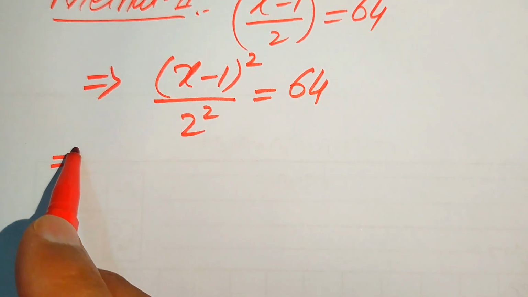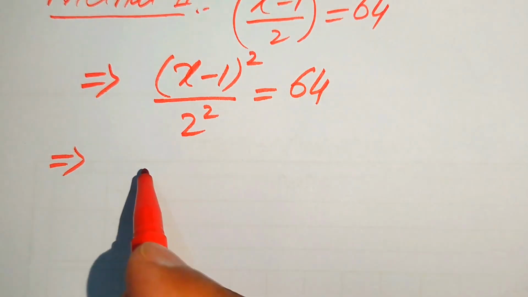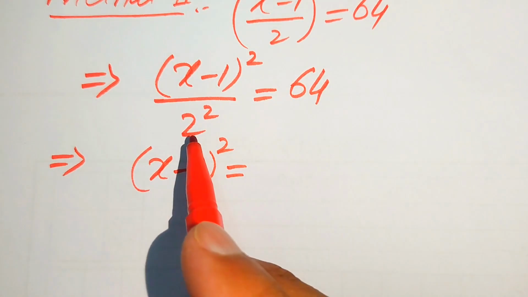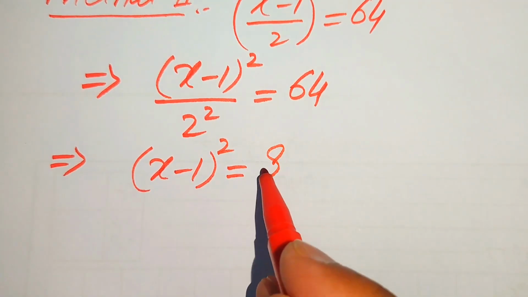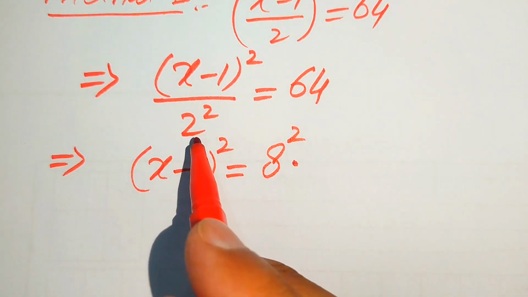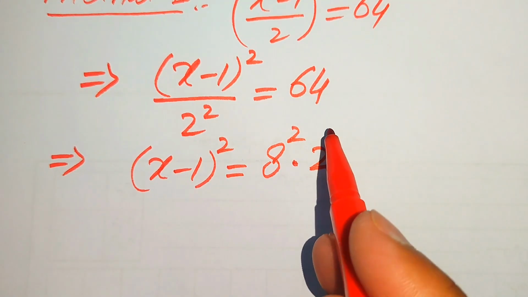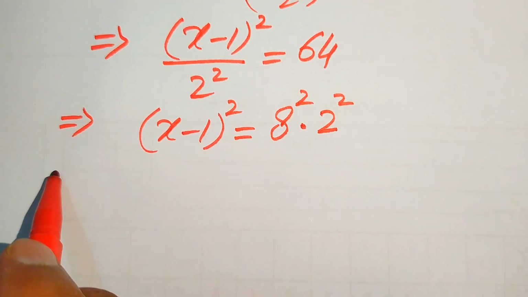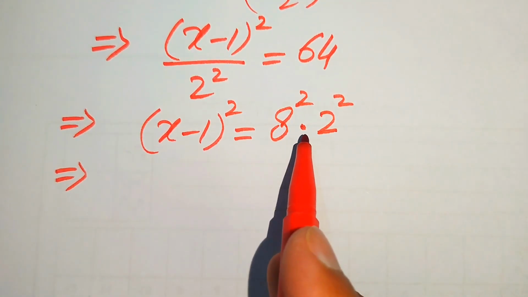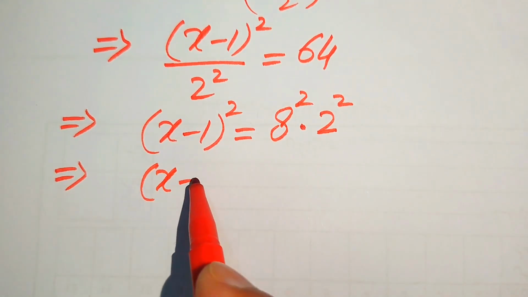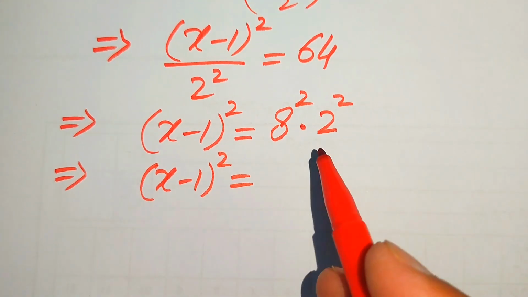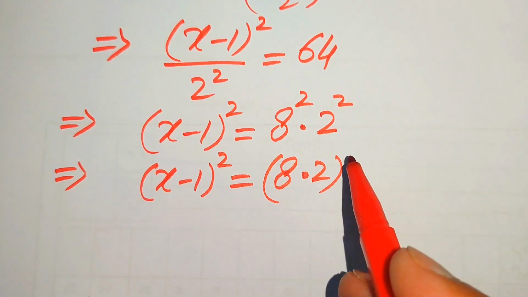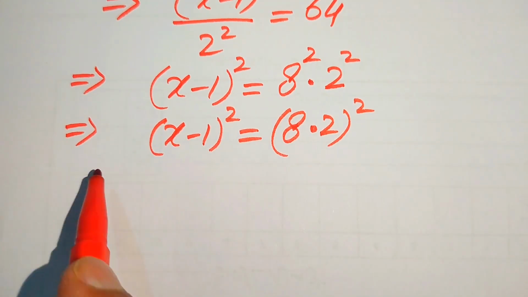So here further we move this 2 square to the right hand side and it will be written as x minus 1 whole square is equal to, here we write this 64 as 8 square and we move this 2 square to the right hand side. On the right hand side it will also become 2 square. So further in the next step, we need to combine the square of both of these terms and it will be written as x minus 1 whole square is equal to, when we combine these two squares, it becomes 8 times 2 whole square.